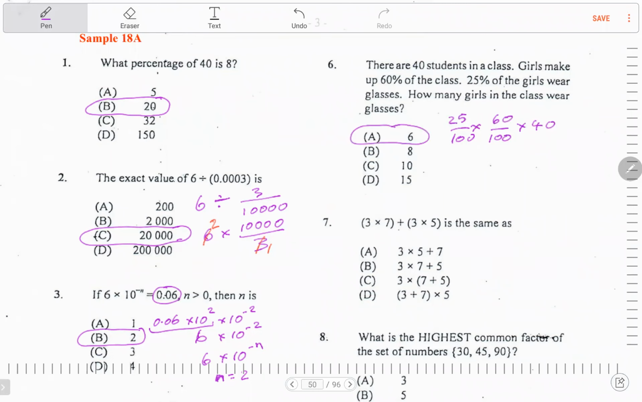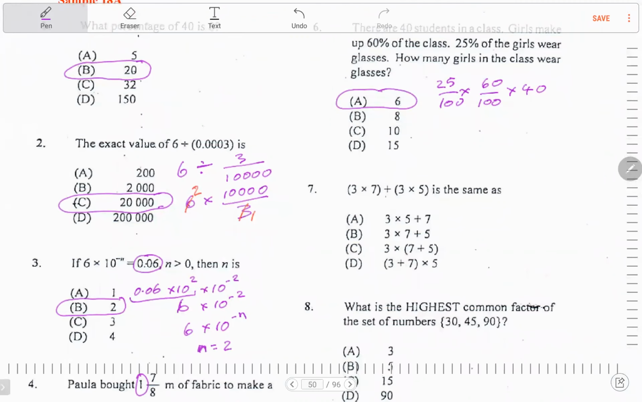Did it already. This one is the same as 3 times 7 and 3 times 5. So you factorize the 3, you get 3 times 7 plus 5, which is 3 times 12. So 3 times 7 plus 5 is this one. So this character factorizes the 3.